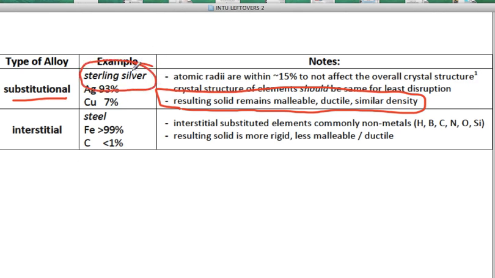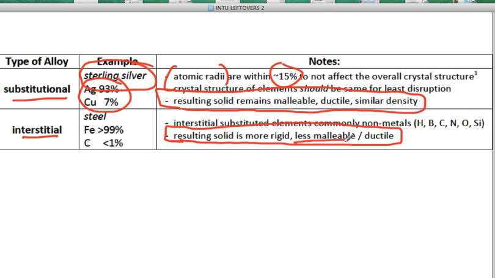For example, sterling silver. Sterling silver is silver and copper put together. That's basically how you make sterling silver. It's a substitutional alloy because the radii of them are within roughly 15% of each other, so they're close enough in size that it's not going to cause a difference. Interstitial, basically the difference in size results in the solid being more rigid, meaning stronger, less flexible, and less ductile. So it's going to become more rigid, less malleable, and less ductile.